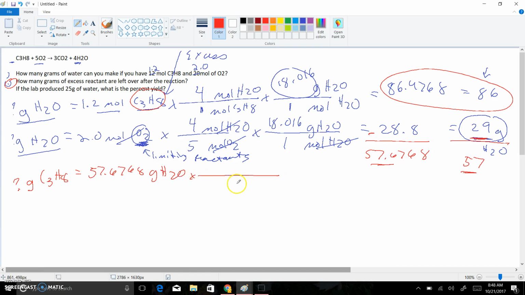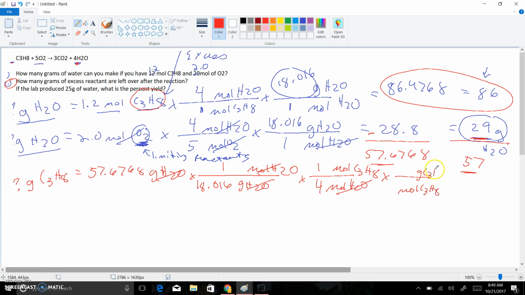Alright, so here I go. This is straight stoich. I'm going to get out of grams of water, put it on the bottom, and go on to moles of water. I know that 1 mole of water, according to the periodic table, is 18.016 grams. I have to get out of moles of water, put that on the bottom so they cancel, into moles of C3H8. According to the balanced equation, there's a 4 for the water and a 1 for the C3H8. And now I have to get out of moles of C3H8 and into grams of C3H8. 1 mole of C3H8, according to the periodic table, is 44.094. That's adding up the 3 C's and 8 H's.